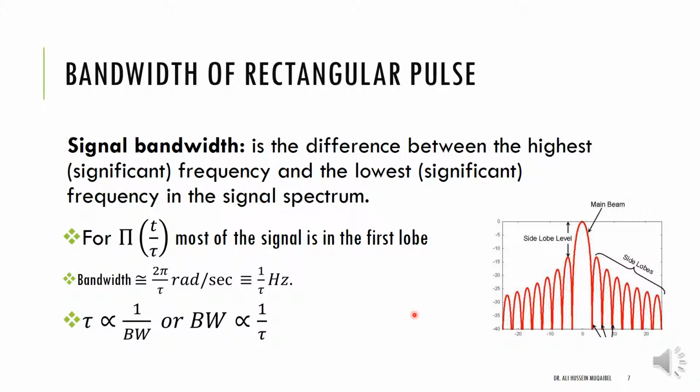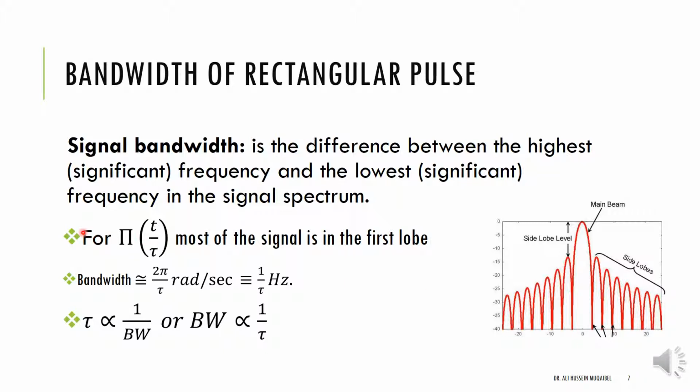Ideally, it goes from minus infinity to plus infinity. But to have a practical meaning for bandwidth, we define it to be the difference between the highest significant frequency and the lowest significant frequency. So if you look at this, we have high power here, the power decays. So we might think about the main lobe or the main beam as the bandwidth. This is one way of looking at the bandwidth. Still, we have something here, but the value is relatively small.